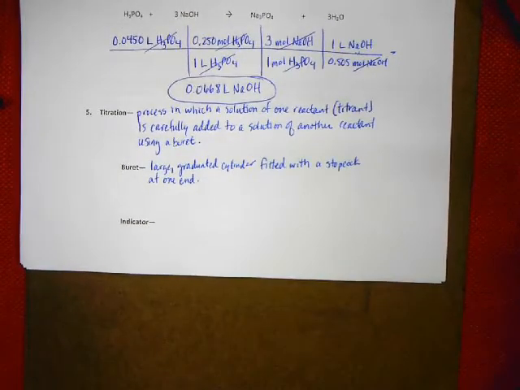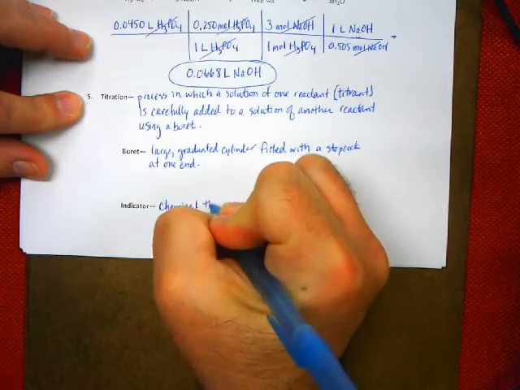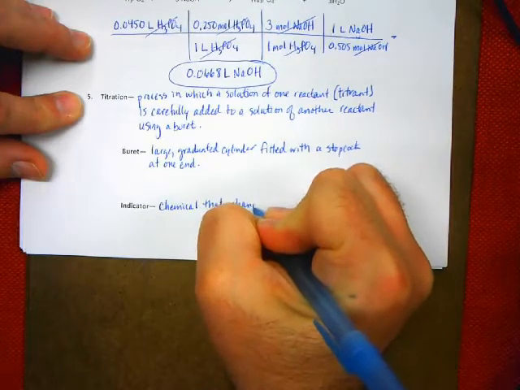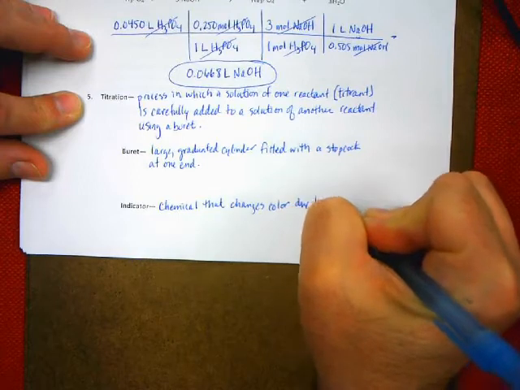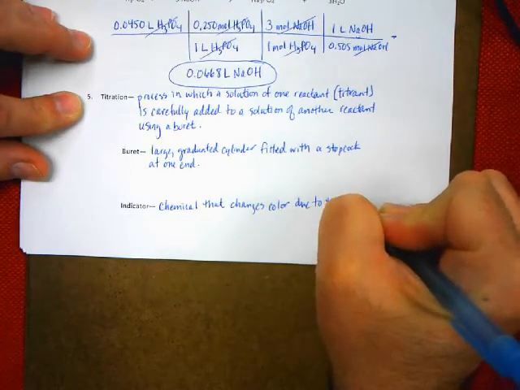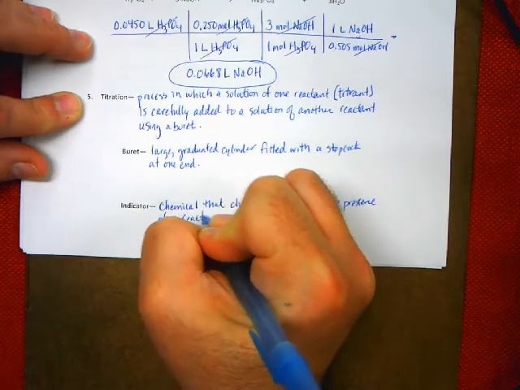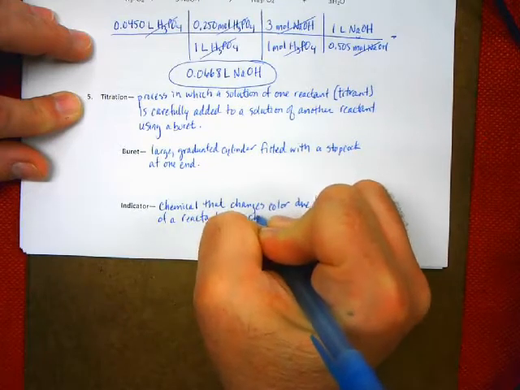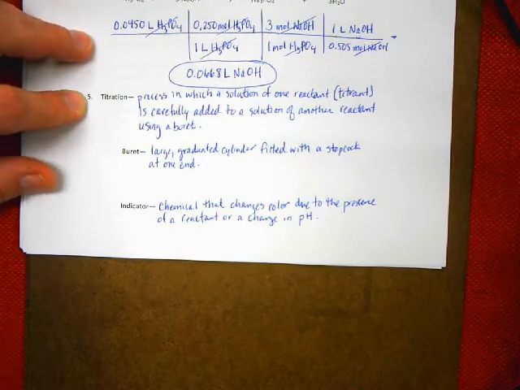Another part of this process is we have to know when the reaction is over. And in order to do that, we're going to use a chemical called an indicator. And this chemical changes color due to the presence of a reactant or a change in pH. And that's what we're going to be relying on, a change in pH.